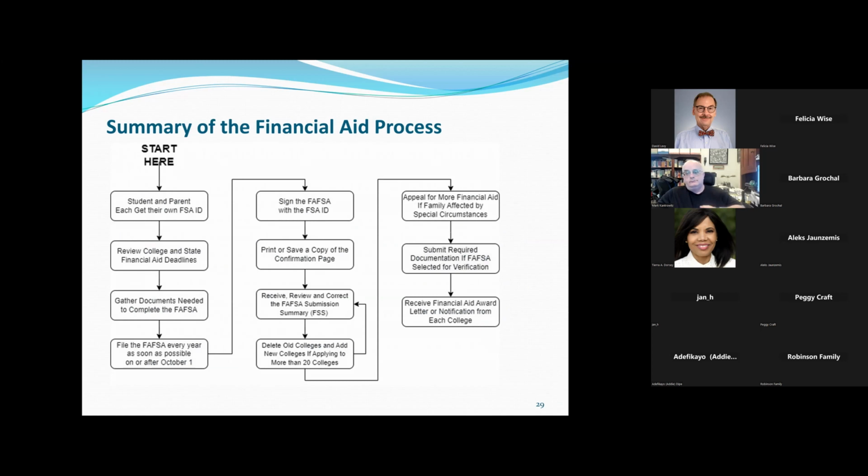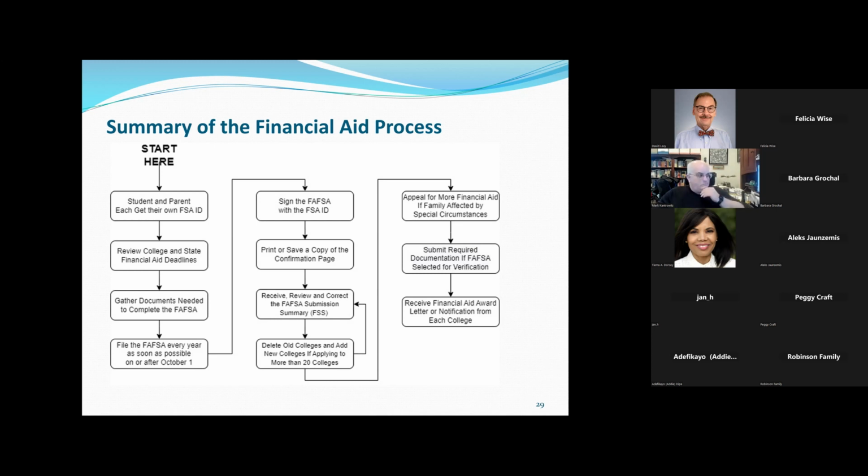Let's take a look at this overview of how the financial aid process works. This is a quick summary. Parents and students should each get their own FSA ID. Keep in mind that if a student gets an FSA ID for their parent, that is considered a form of identity theft. If a parent gets an FSA ID for the student, that is also considered a form of identity theft.